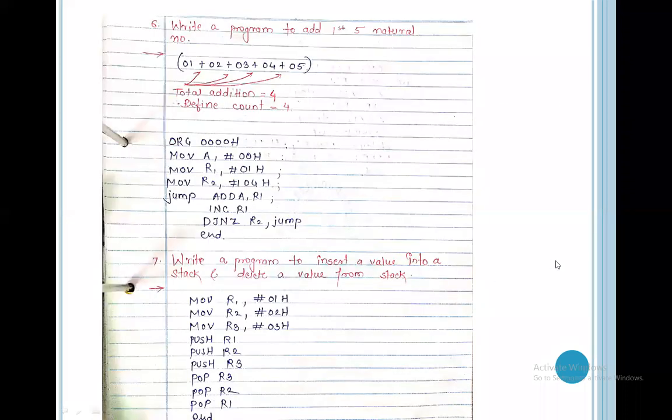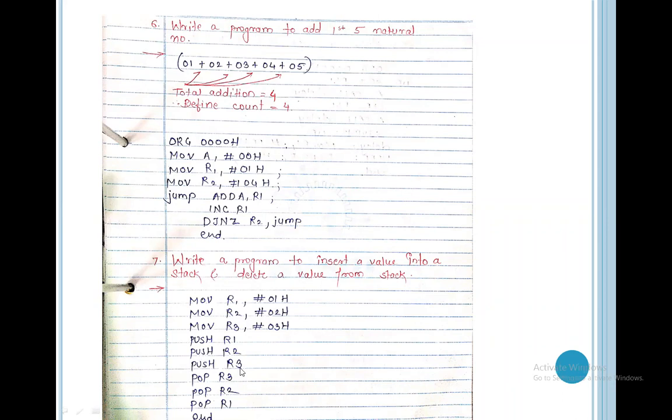Write a program to insert a value into a stack and delete a value from the stack. Okay, so the program is there. Move R1 is 01H, R2 is 02H, R3 is 03H. So you have to move all three numbers into the registers. Then you know that if you transfer the data into the stack, you have to use push R1, push R2, push R3.